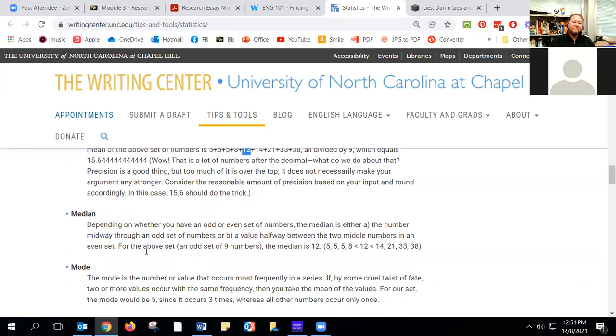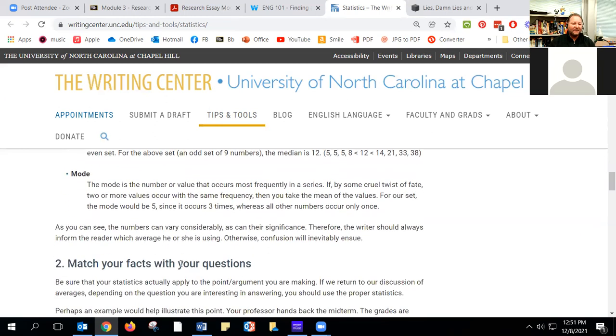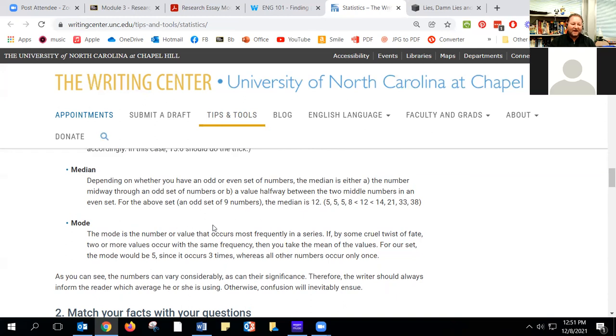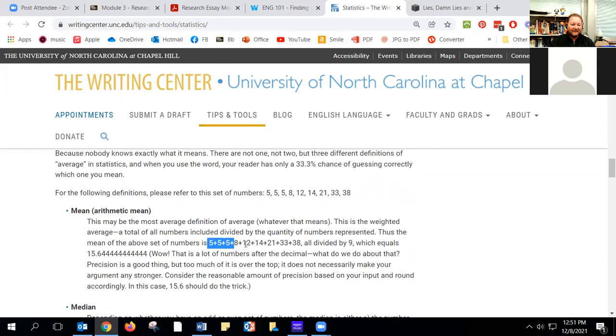And then we also have the mode average, right? So the mode is the number that occurs most frequently in a series of numbers. So for our set, this one above here, the mode would be 5. So the mode average for this same data set is 5, only because it's the number that occurs the most times, right? We have 3 5s and only one of every other number. So the mode average of this data set is 5.